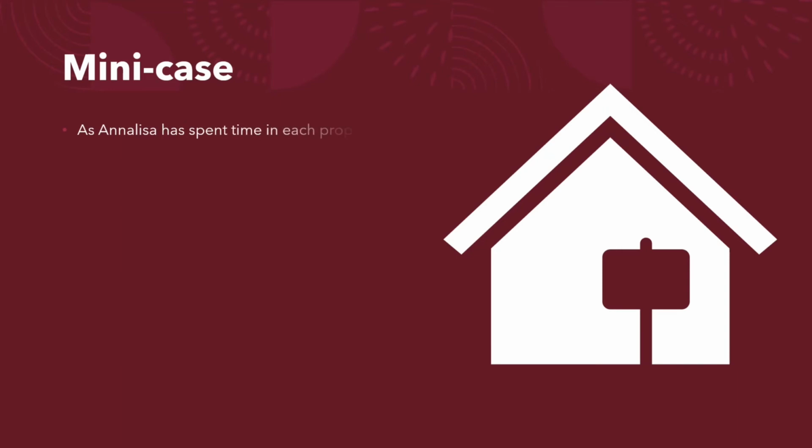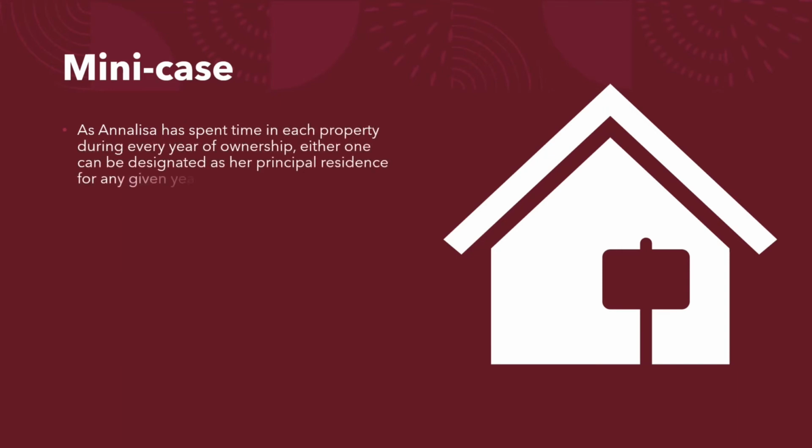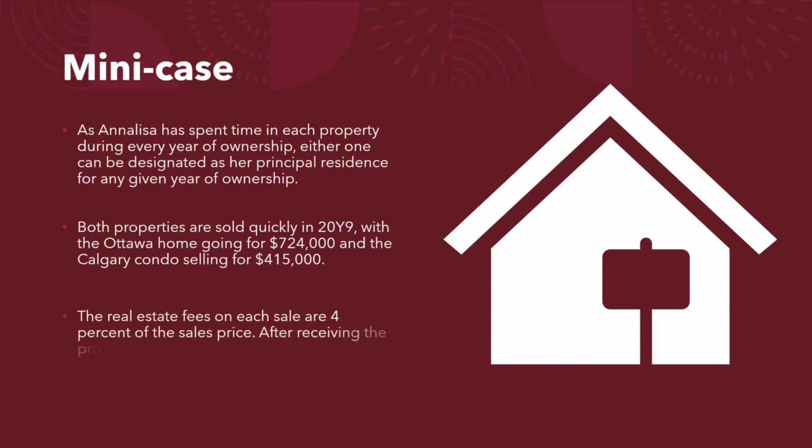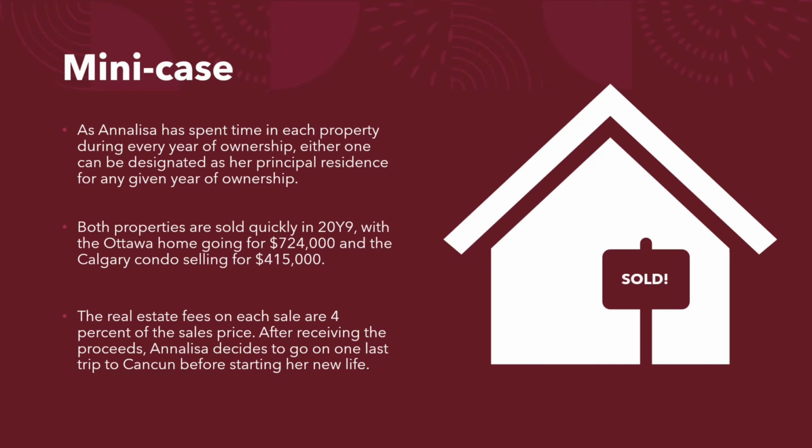As Annalisa has spent time in each property during every year of ownership, either one can be designated as her principal residence for any given year of ownership. Both properties are sold quickly in 20Y9, with the Ottawa home going for $724,000 and the Calgary condo selling for $415,000. The real estate fees on each sale are 4% of the sale price. After receiving the proceeds, Annalisa decides to go on one last trip to Cancun before starting her new life.